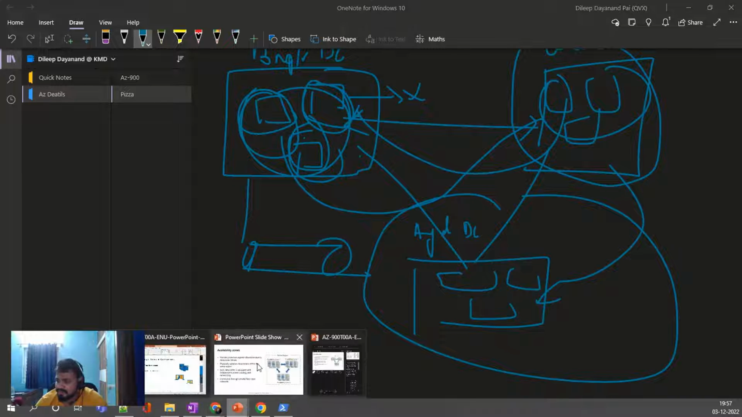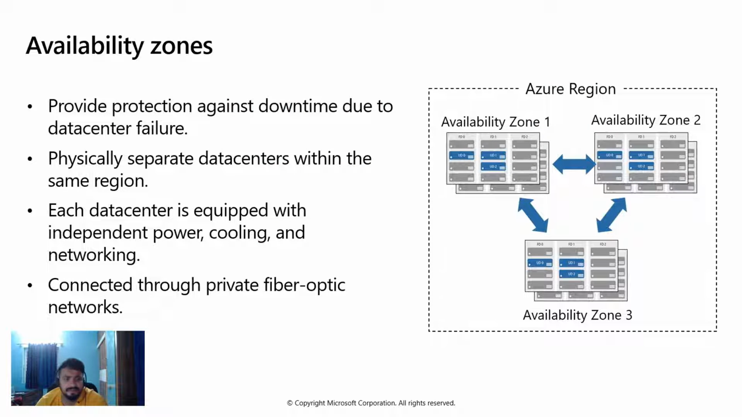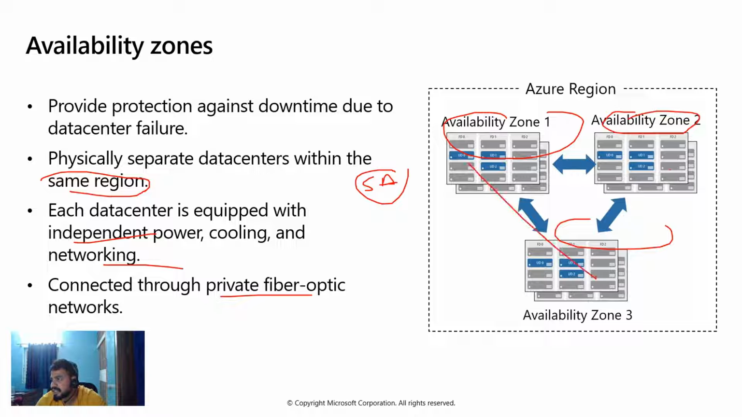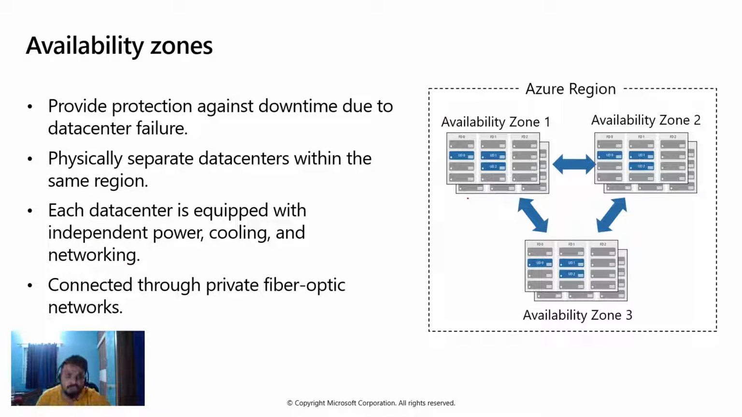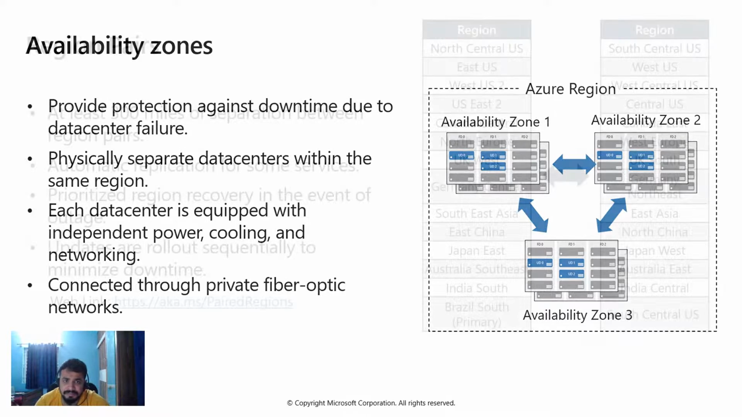As I mentioned here, they are connected by fiber optic networks, with independent power, cooling, and networking within the same region. So as I told you, in the South Indian region there are three zones: Bangalore, Hyderabad, Chennai. These are interconnected, you see. So this is replicated over here, this is replicated over here also, and similarly this also is replicated. This is how availability zones work.